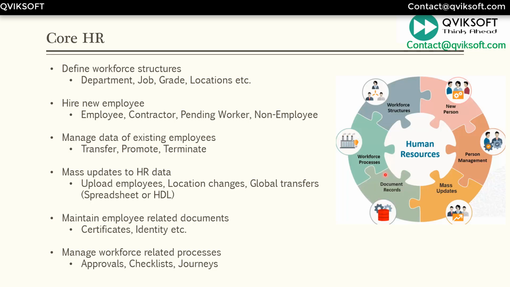Document records is used to maintain all varieties of documents which are employee related, which we want to maintain in the system along with the employee. Workforce processes are the processes which we execute in the system, which could be various approvals, checklists, and journeys. And workforce structure is where we actually define all those foundation configurations. Let me share with you what are the key workforce structures which we define.